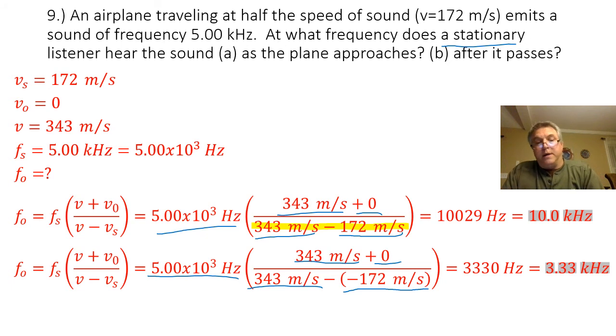So now on the bottom half of my equation, I'm going to have 343 meters per second minus a negative 172 meters per second. When I do that math out, I am now going to have an observed frequency of 3,330 hertz or 3.33 kilohertz.